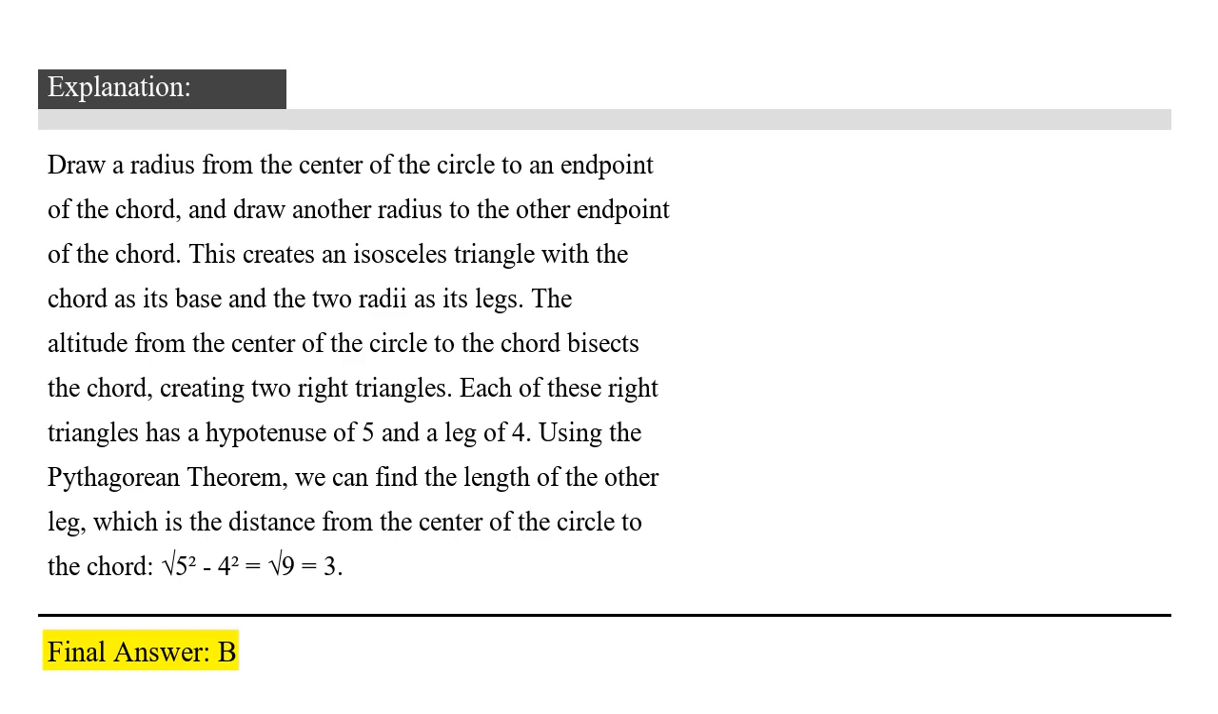We can multiply the two given equations together... the other endpoint of the chord. This creates an isosceles triangle with the chord as its base and the two radii as its legs.